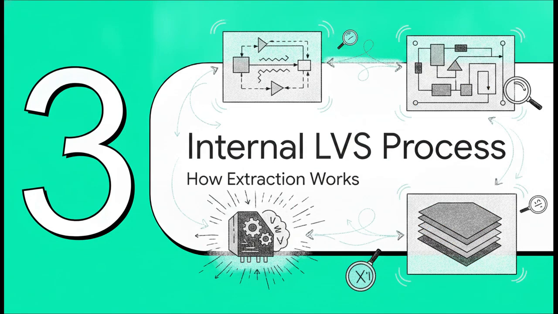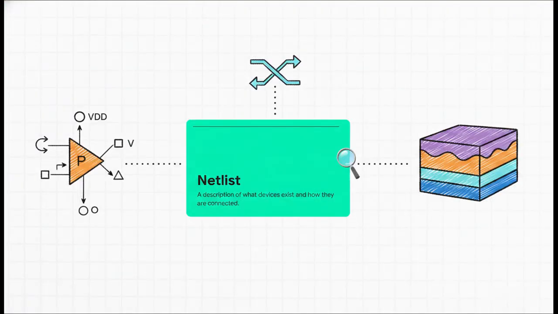Moving on to Section 3, the internal LVS process. Now, what's really fascinating here is how the EDA tools actually perform this comparison under the hood. They aren't just looking at pictures and playing some high-tech game of spot the difference. No way. They're essentially reverse engineering your entire layout. LVS relies entirely on the netlist. It compares the schematic's netlist against an extracted netlist built from your physical layers, stuff like NWELL, poly, and metal.